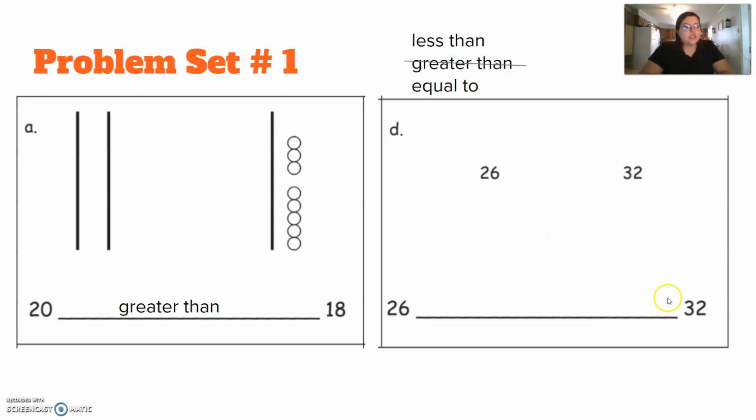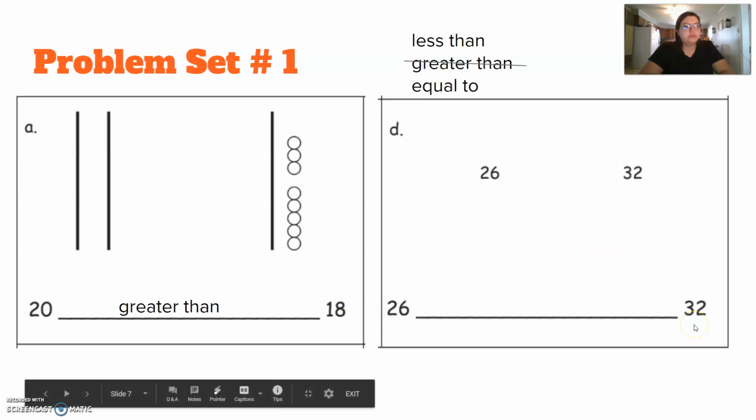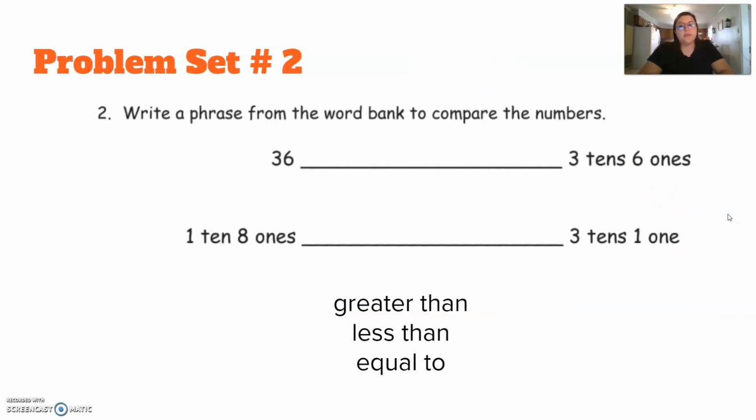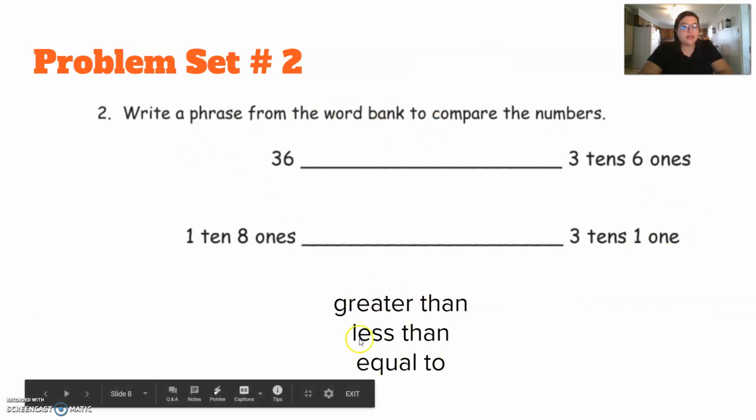Okay? So we can use less than or equal to. 26 and 32. Is 26 the same number as 32? No. Is 26 less than 32? Yes. So 26 is less than 32. Mark that out and let's move on. So we're going to write a phrase from the word bank. Here's our word bank down here to compare the numbers.